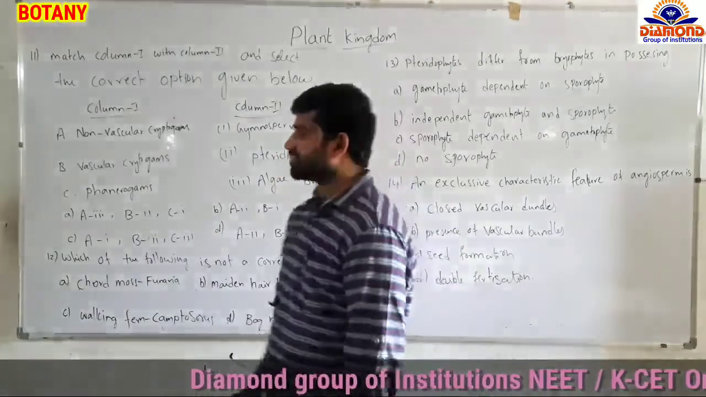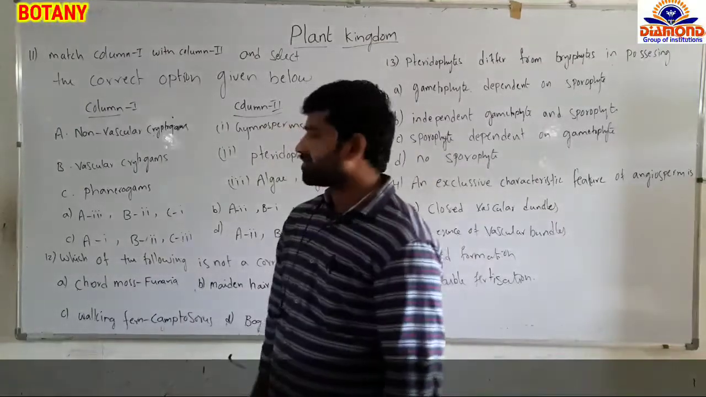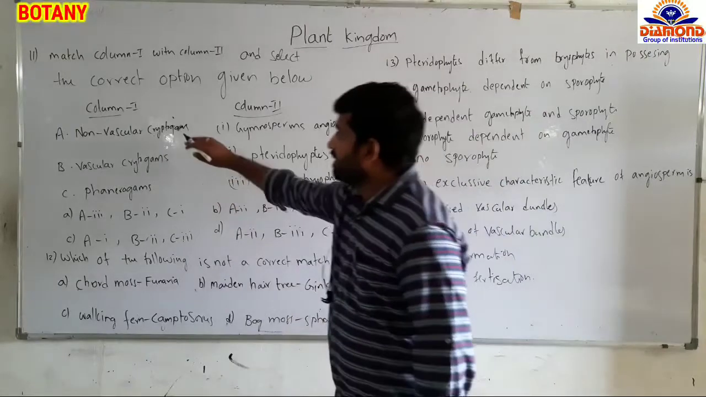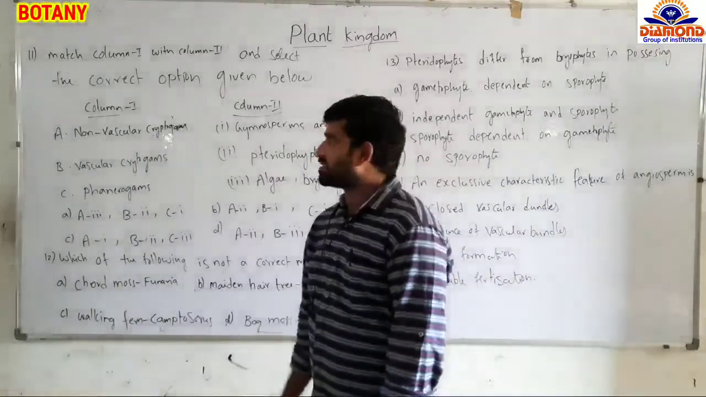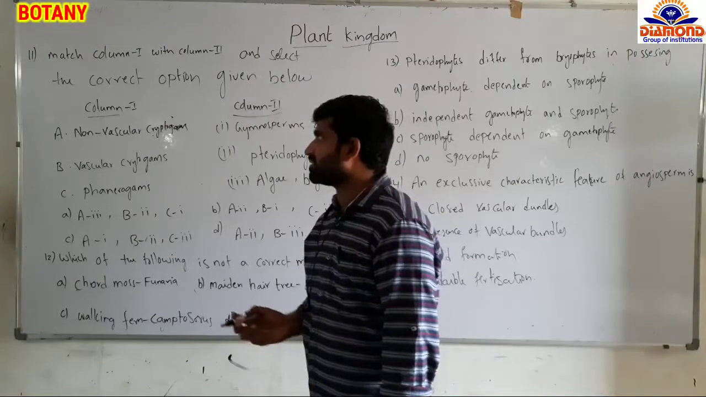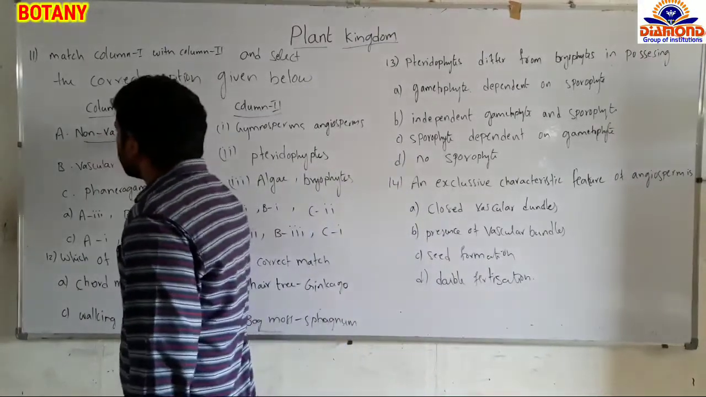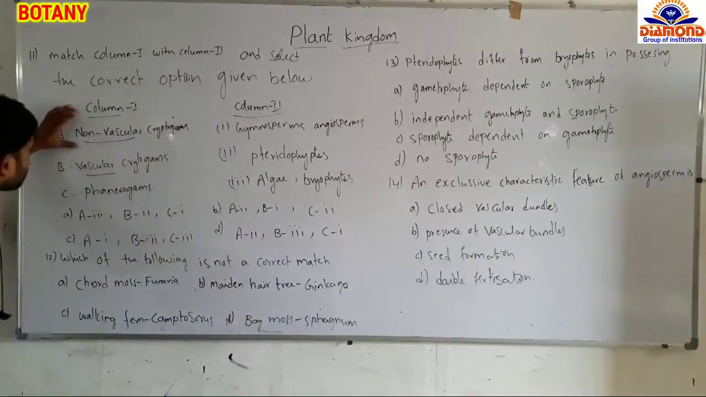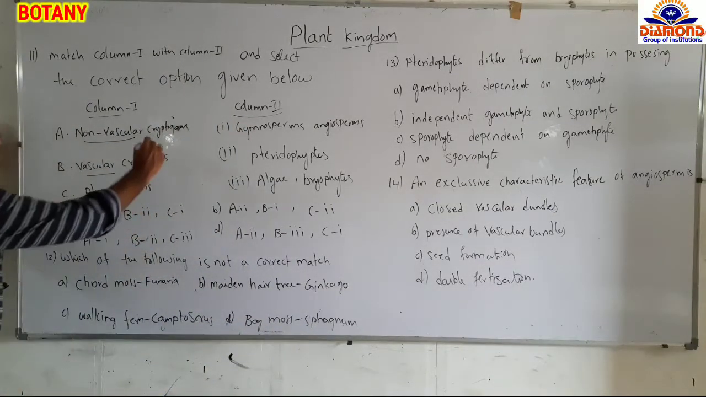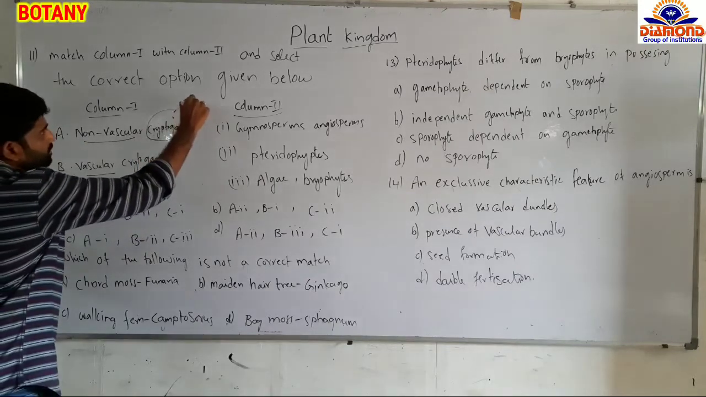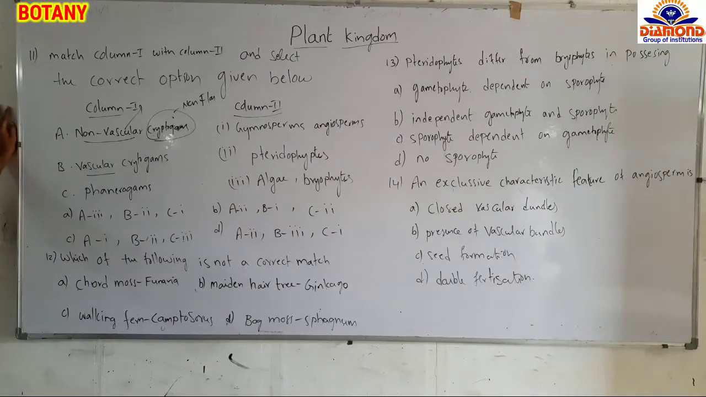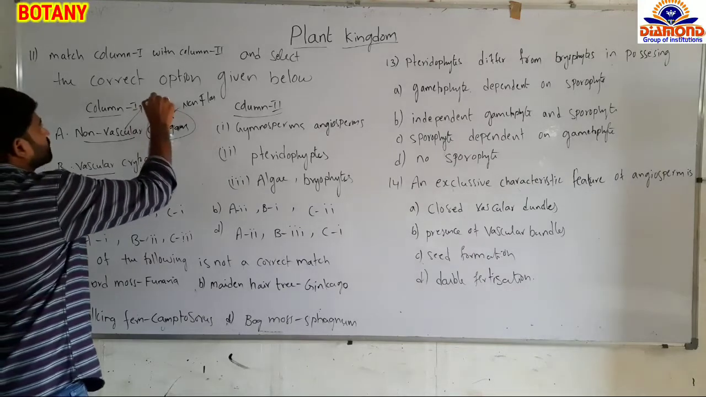Phanerogams means seed-producing flowering plants. Cryptogams means non-flowering plants. Non-vascular cryptogams and vascular cryptogams are both non-flowering plants. Non-vascular means vascular tissues are absent, and vascular means vascular tissues are present. Non-vascular plants do not have vascular tissue. The vascular tissues are xylem and phloem.